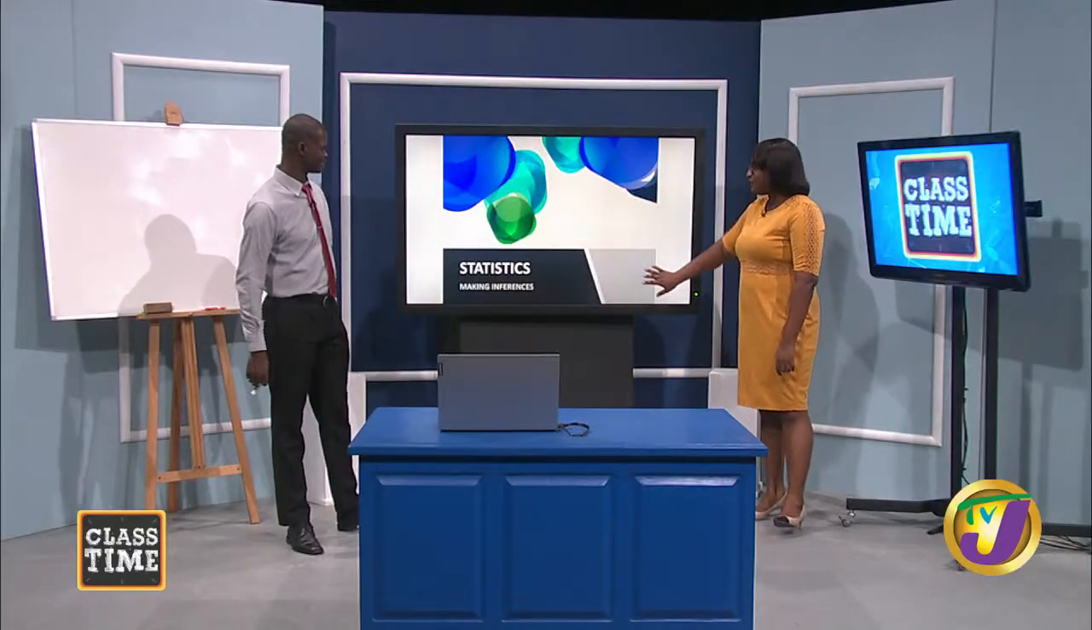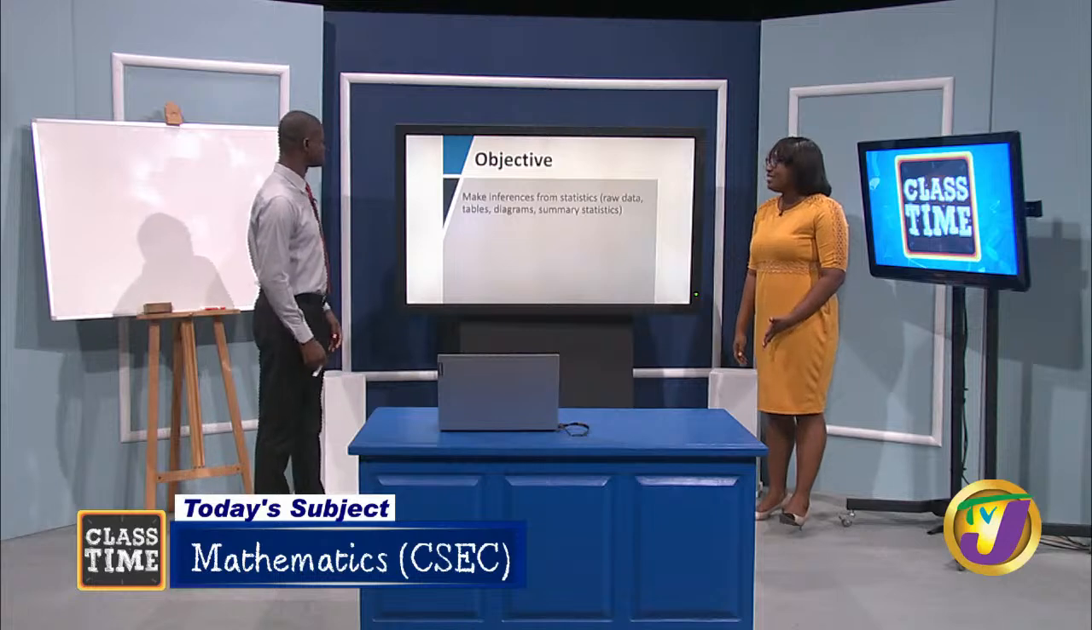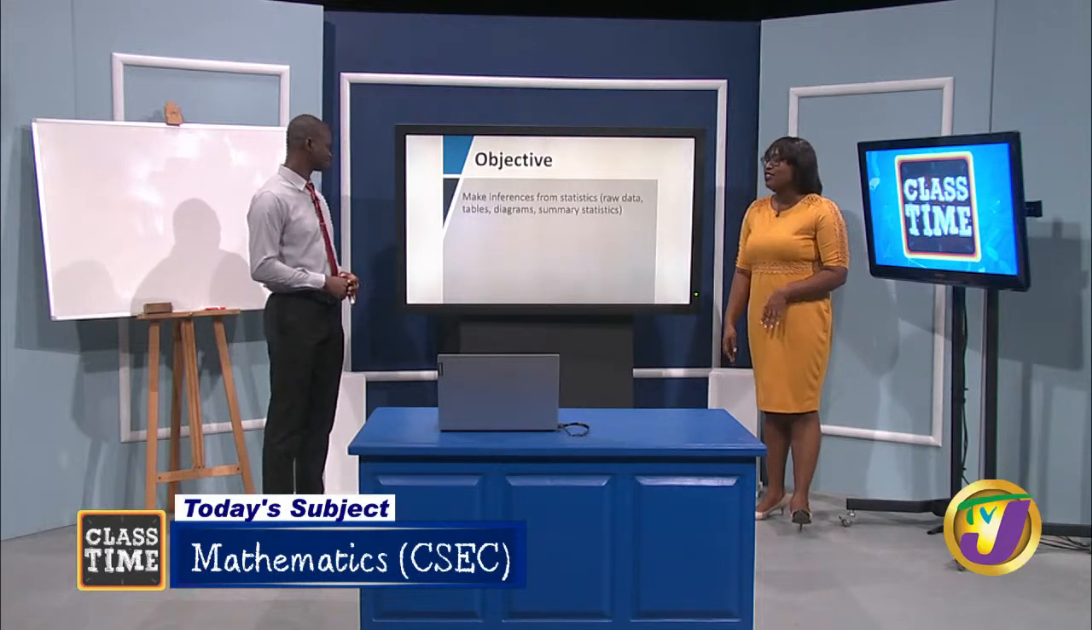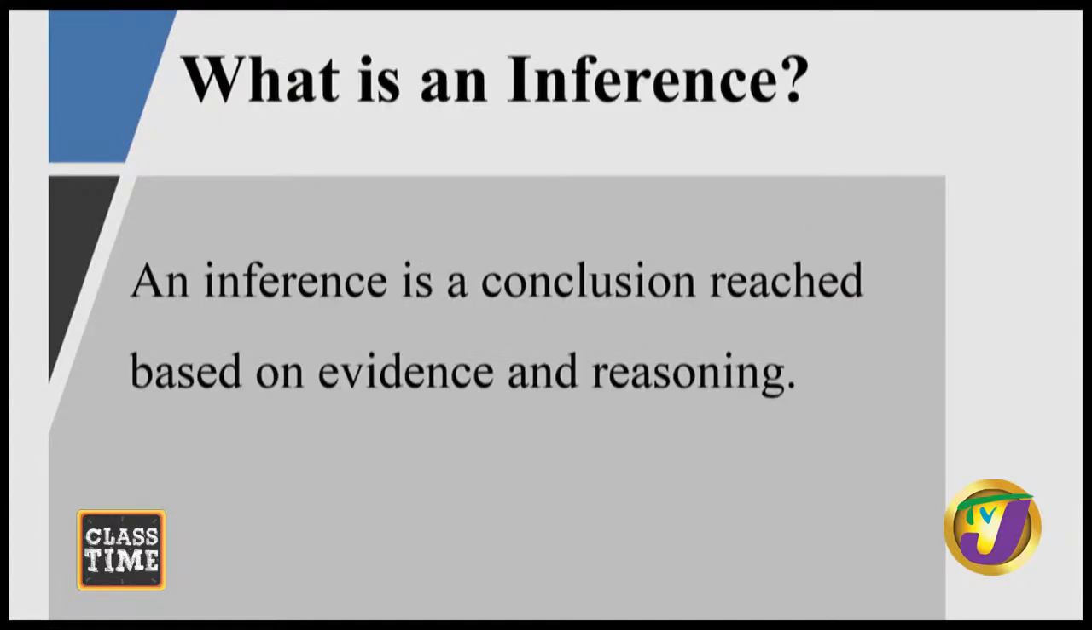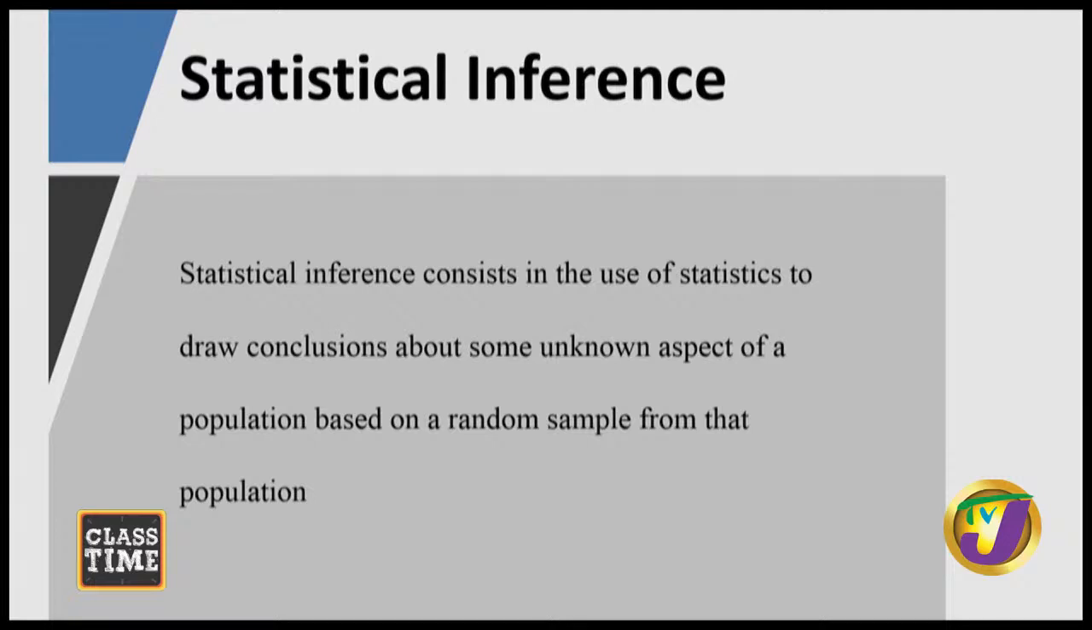All right, so let's get started. Our objective for today is to make inferences from statistics, raw data, tables, diagrams, and summary statistics. Now, Mr. Price, what is an inference? Well, an inference is a conclusion reached based on evidence and reasoning. Okay, so there's some investigation that takes place. And today in particular, we're looking at statistical inferences. Statistical inferences consist of the use of statistics to draw conclusions about some unknown aspect of a population based on a random sample from that population.